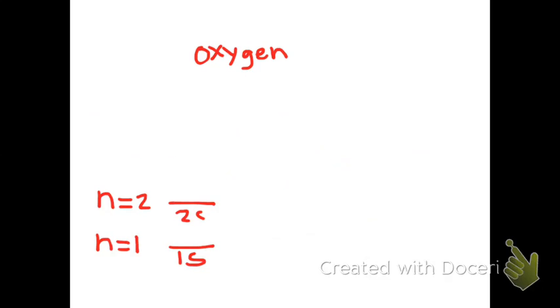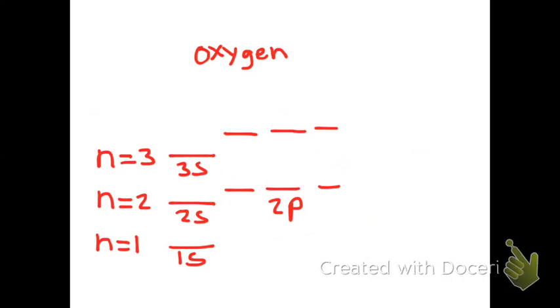Let's write oxygen up here. Now let's do our orbital diagram. N equals 1, and that's going to be a 1s. N equals 2, it's going to be a 2s, and we have our 2p's. And then we have 3, and that's going to be our 3s, and then we have our 3p's.